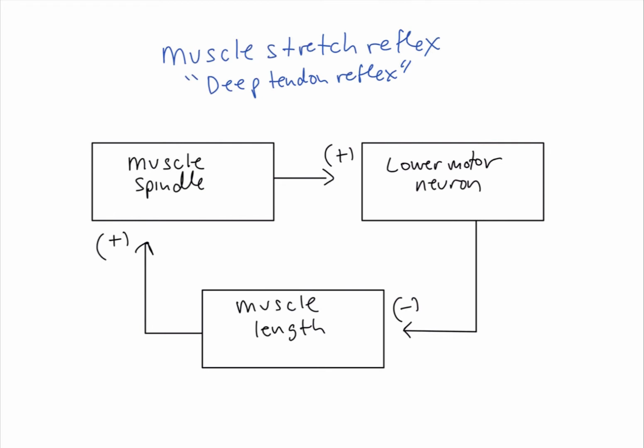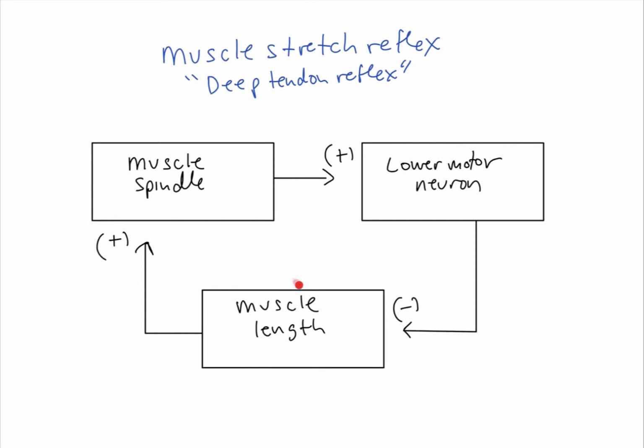The lower motor neuron releases acetylcholine onto nicotinic receptors, which triggers ultimately skeletal muscle contraction, which is a shortening of the muscle, lowering the muscle length. So you can see that this is a negative feedback loop. There's one inversion, and we have a stabilization of the muscle length.